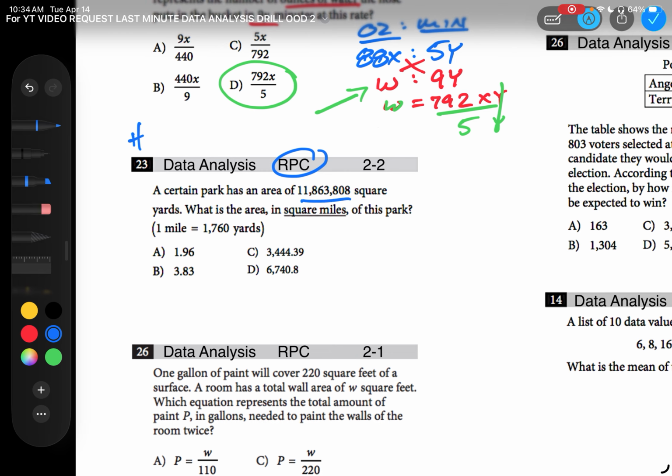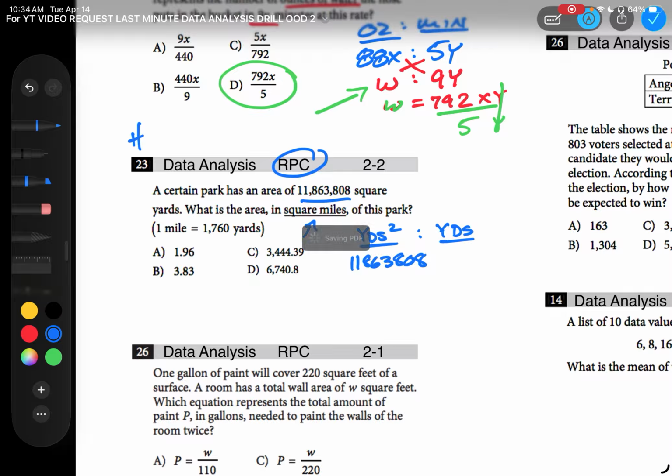I've got 11,863 blah, blah, blah square yards. So I'm going to make a label for it. Yards, check this out, squared. Now, what are they? It's going to be 11,863,808. All right, now what? Because I see they're converting to square miles, I'm going to also include just my yards without it being squared. So how do I do that?